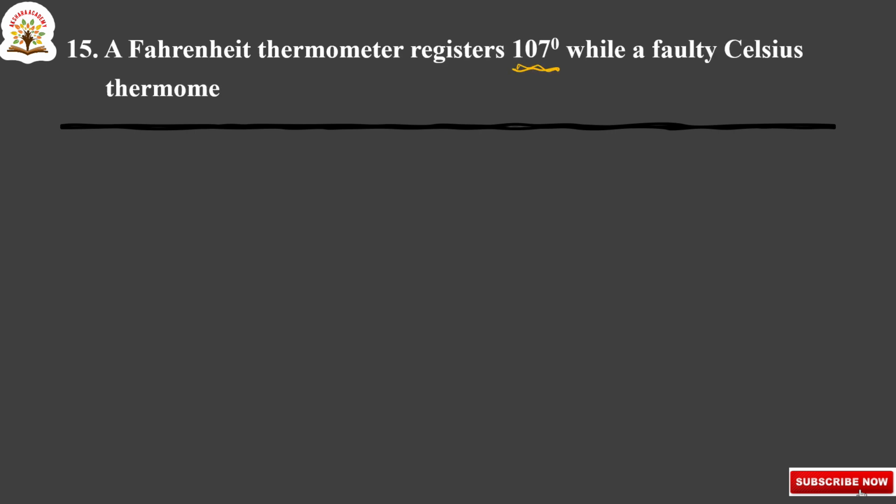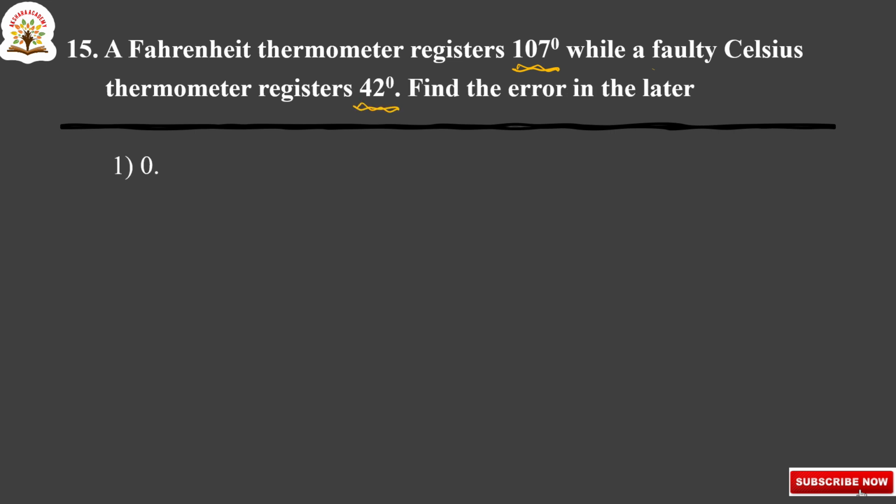A Fahrenheit thermometer registers 107 degrees while a faulty Celsius thermometer registers 42 degrees. Find the error in the latter. Here we have to find the error. Here they have given four options. The first one is 0.4 degrees, the second one is 0.72 degrees, the third one is 1.2 degrees, and the fourth option is 7.2 degrees.